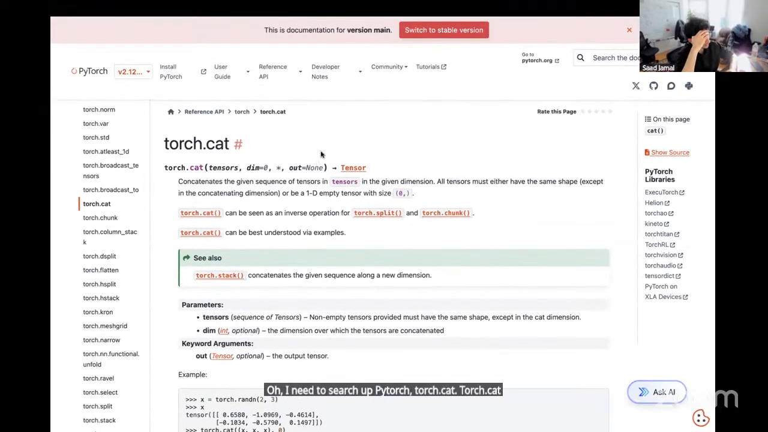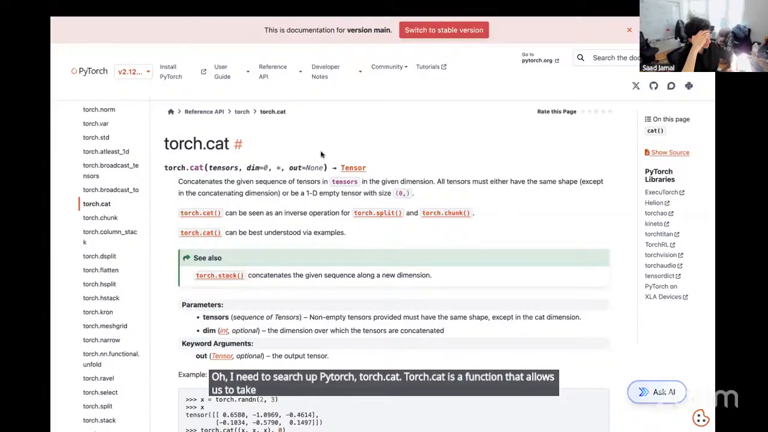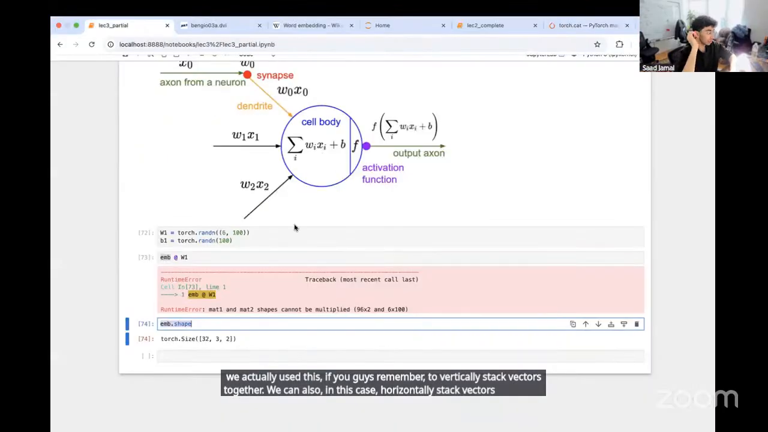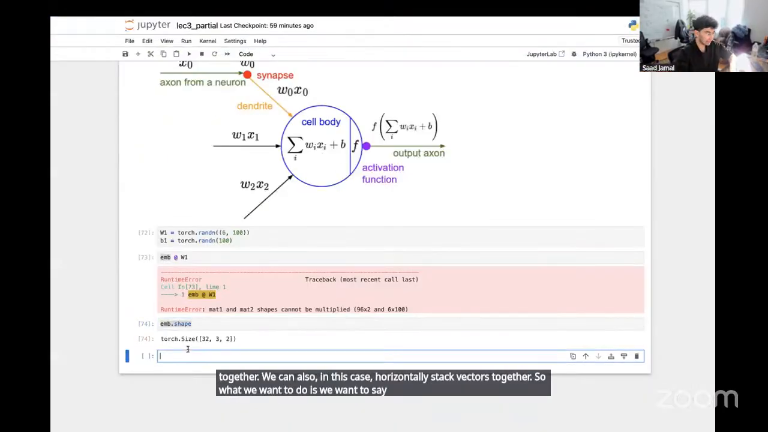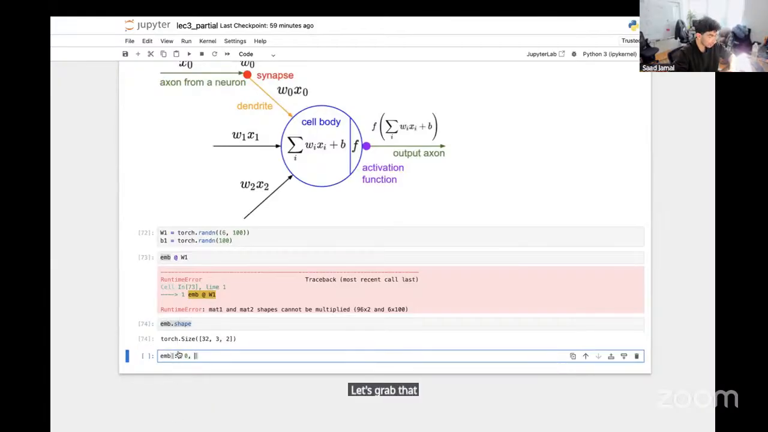Torch.cat is a function that allows us to take different vectors and concatenate them together. Last time we used this, if you remember, to vertically stack vectors together. We can also, in this case, horizontally stack vectors together. So let's take the embedding matrix, grab all of the rows, grab that first column, and then grab all of the embeddings.